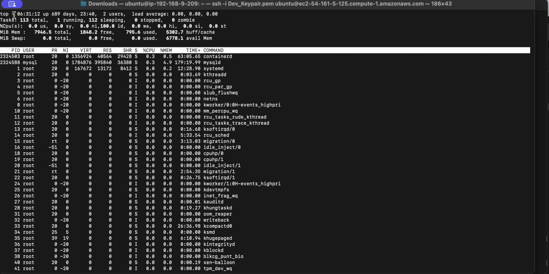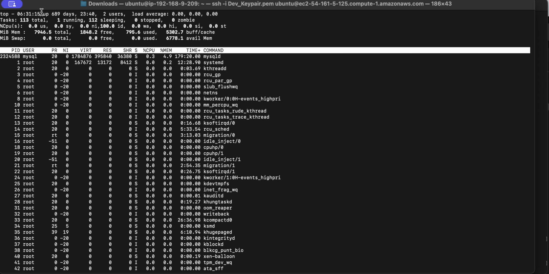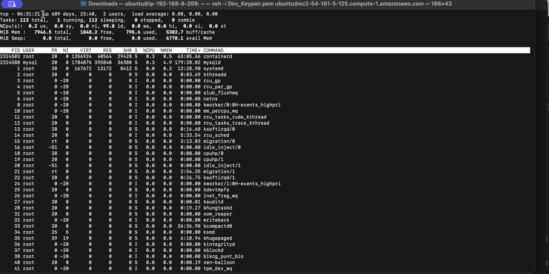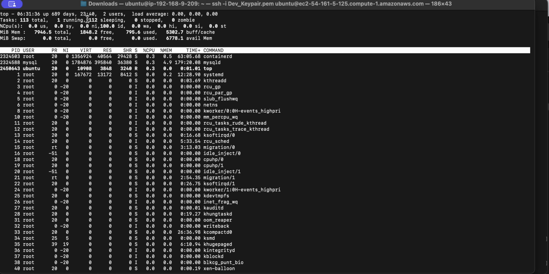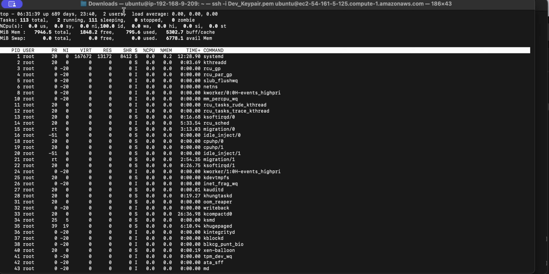This is the current time. This is in UTC. This shows how long the system has been running: 689 days, 23 hours, 40 minutes. Then, how many users are currently logged in?